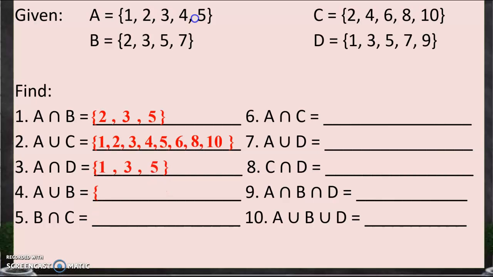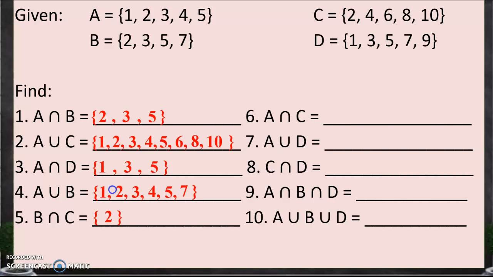Next, number 4. Union of A and B. So A union B. You will consider all. Write all the elements. So 1, 2, 3, 4, 5. We already have 2, 3, 5. So 7. So that is the union of A and B. Number 5, intersection. Common elements of B and C. So it is just 2. So number 5, we only have one element. So we can say that it is a singleton or unit set.